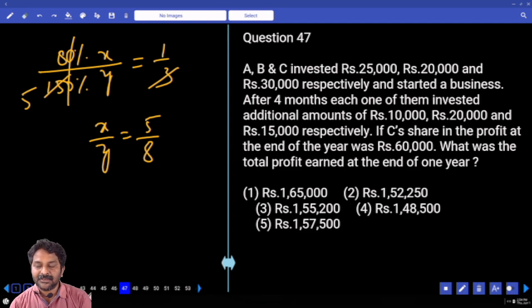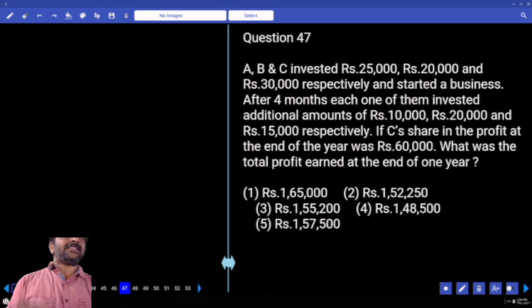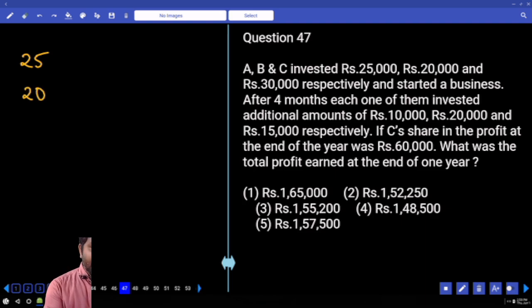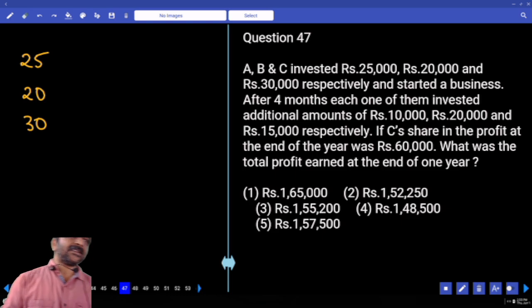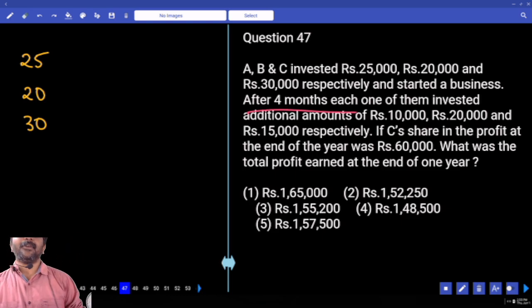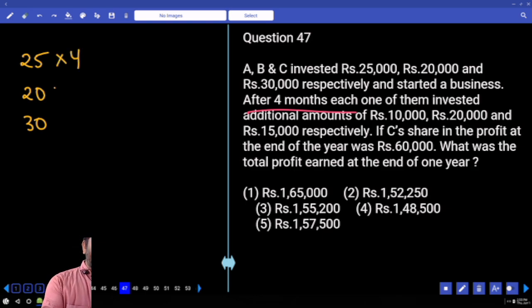A, B, C invested 25, 20 and then 30,000 respectively and started a business. After 4 months, each one of them invested an additional amount of 10,000, 20,000, 15,000 respectively. If her share in the profit at the end of the year was 60,000, what was the total profit earned at the end of the year? Right. So now, all the investments have 3 zeros in common, correct? So, there is no meaning in writing those 3 zeros. So, we can write it as 25, 20 and then 30. They started and after 4 months they are changing their investment. That means for the first 4 months their investments are the same as here. And then after 4 months what happened?